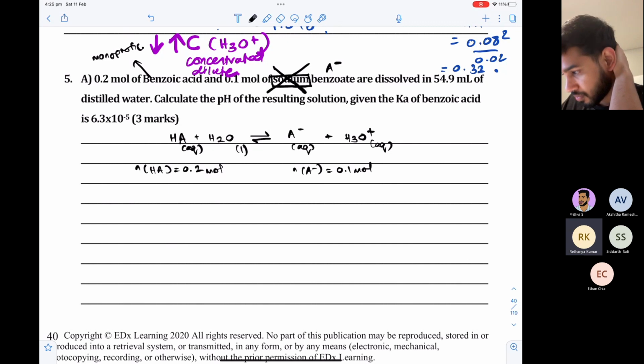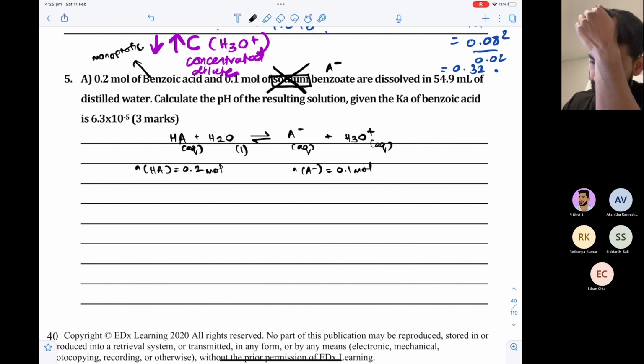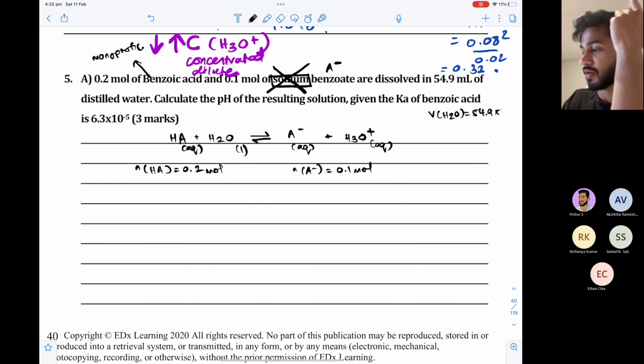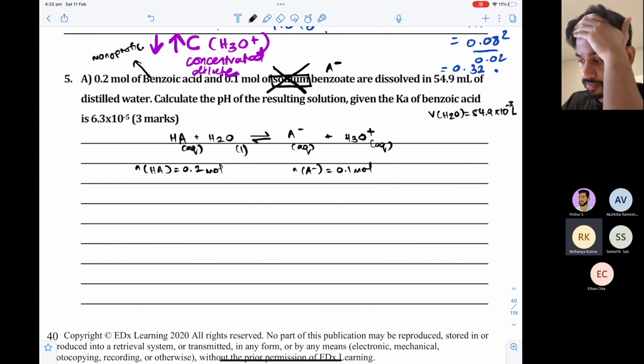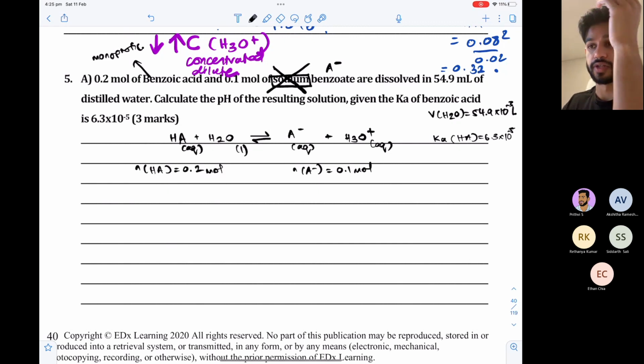The volume of water, V of H2O, is 54.9 times 10 to the power negative 3. Good. So you put it here. V of H2O, 54.9 times 10 to the power negative 3. Good job. Keep going. And Ka of HA is 6.3 times 10 to the power negative 5. Good. Now, what are they asking us to find? It's always good to write the question as a data point.